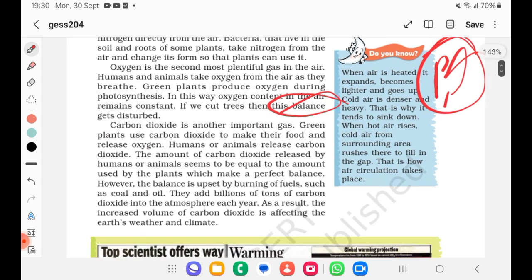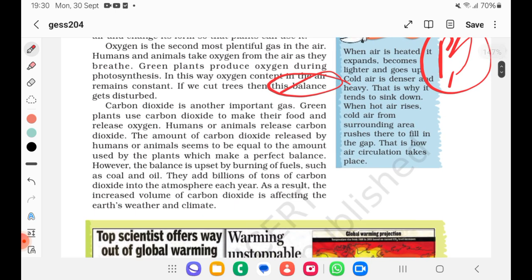Carbon dioxide is another important gas. Green plants use carbon dioxide to make their food and release oxygen. Humans and animals release carbon dioxide. The amount of carbon dioxide released by humans and animals seems to be equal to the amount used by the plants, which makes a perfect balance. However, the balance is upset by the burning of fuels such as coal and oil. They add billions of tons of carbon dioxide into the atmosphere each year. As a result, the increased volume of carbon dioxide is affecting the earth's weather and climate.